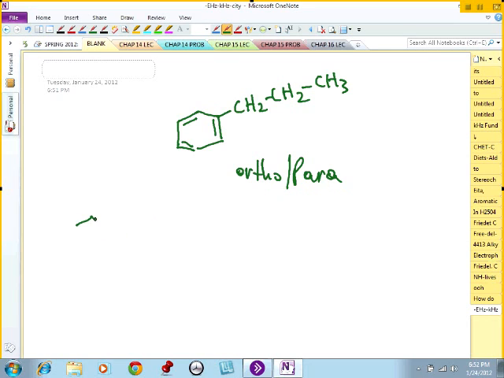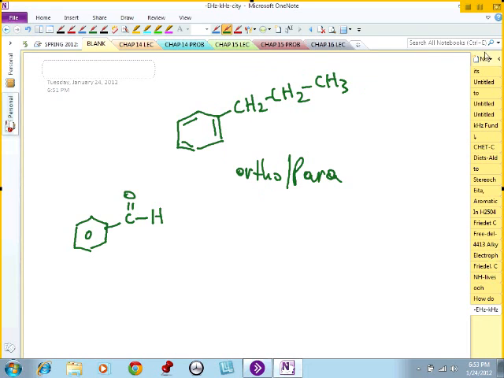For example, if I have this here, you know that's going to be a meta director because this carbon here has no non-bonding pair of electrons. But the fundamental reason why all of this is the case, I think somebody asked that question: why is something an ortho-para director and the other a meta director? Was it you who asked that question? Okay, let us now get to that answer.